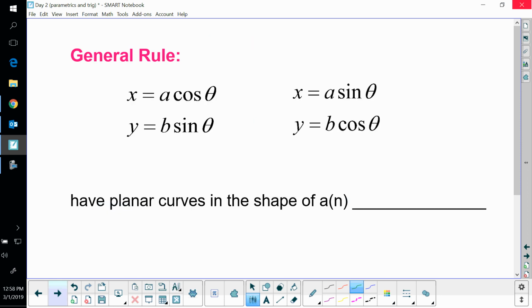So if we flip to the next page, to our general rule, if we've got a parametric with sines and cosines, but the coefficients are different, then that will create an ellipse. And then be sure to think about it to decide which direction your arrows are going.